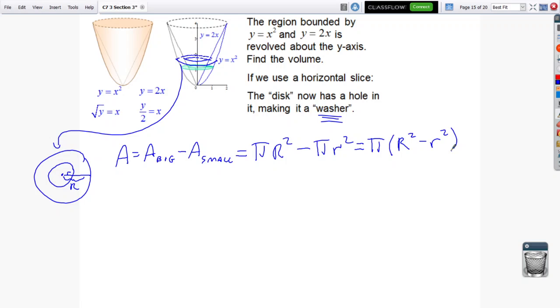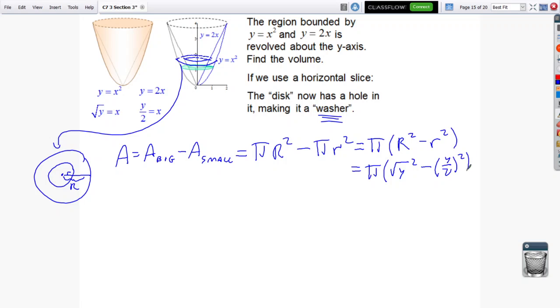And to find that big R and that little r, we need to keep in mind, since we're talking about our thickness being dy here, we want everything to be in terms of y. So it's going to be the outer function, which looking here, the outer function is the quadratic. When we put it in terms of y, it's going to be square root of y. So this would be equal to pi times the quantity of square root of y squared minus the inner function, which was 2x, the linear one. We solve it for x, and we get it in terms of y. It would be minus y over 2 squared.